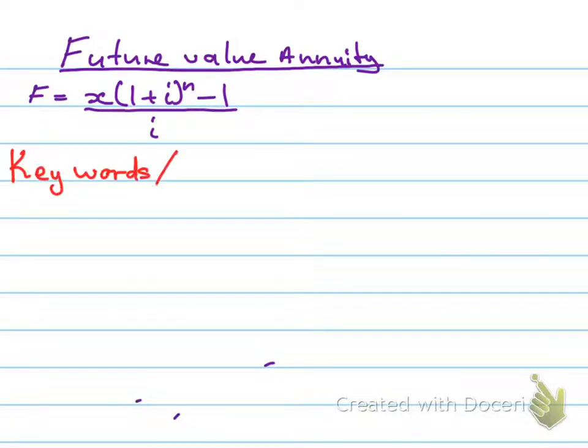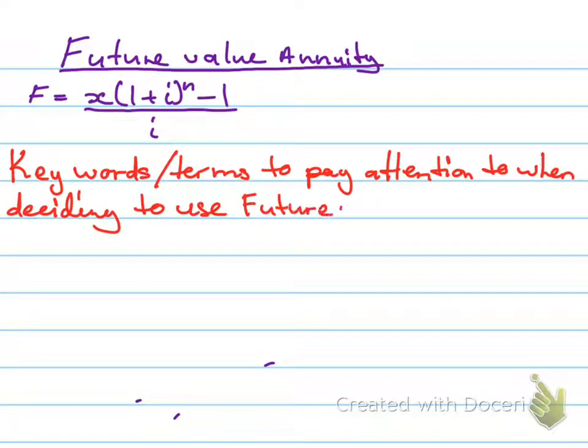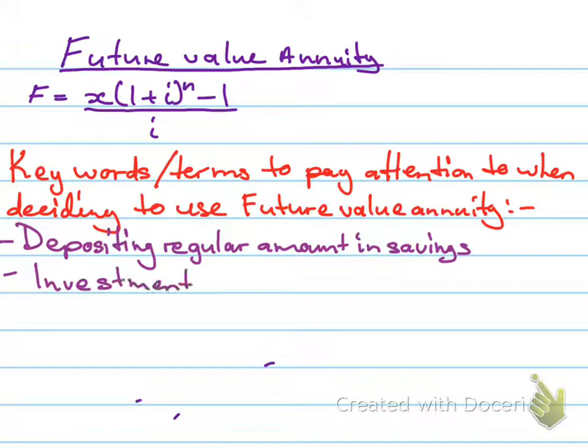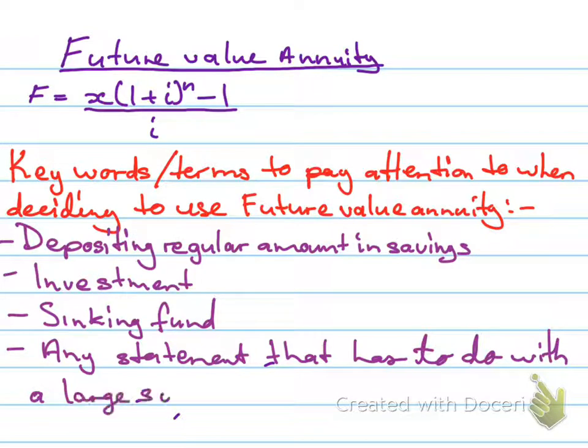So keywords, right? When you hear that money is being paid into an investment account so that we have a specific amount in the future, you must know that you are going to use the future value annuity formula. And then if you talk about investment for a certain amount of money in the future, we will then use the future value formula, right? So depositing regular amounts in a savings account for a specified fixed big amount in the future, an investment or a sinking fund where you want to deposit money to replace an asset at a specified period in the future, then you use the future value annuity.